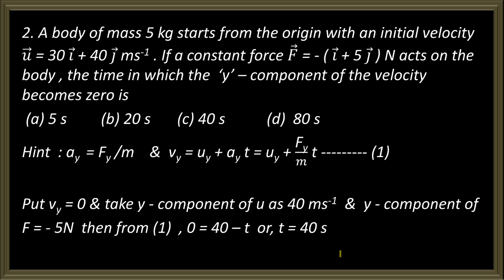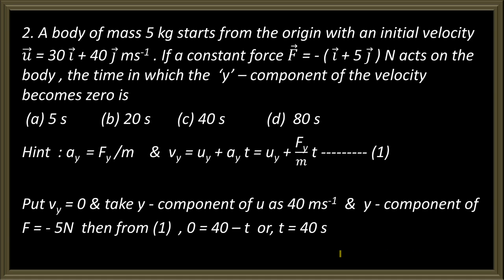Now question number 2. A body of mass 5 kg starts from the origin with an initial velocity u equal to 30 i plus 40 j meter per second. If a constant force F equal to minus i plus 5 j Newton acts on the body, the time in which the y component of the velocity becomes 0 is 5 second, 20 second, 40 second, 80 second.